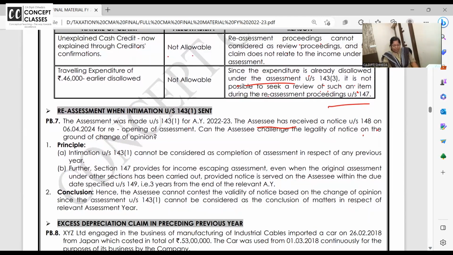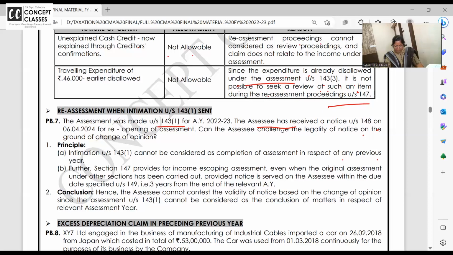First of all, 143.1 में जो मिलता है ना, that is just an acknowledgement, an intimation कि okay, your return is accepted. It is not an assessment. समझ में आ रहा है? How many assessments have we seen? Scrutiny, best judgment, and income escaping assessment. So intimation under 143.1 cannot be considered as completion of assessment in respect of any previous year.